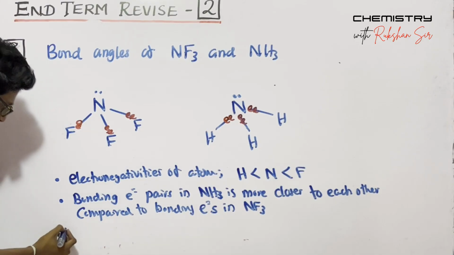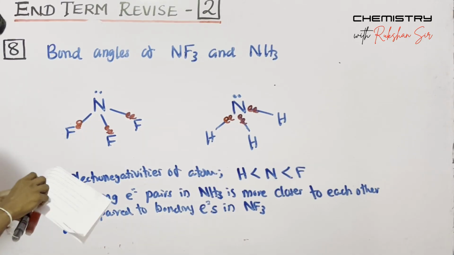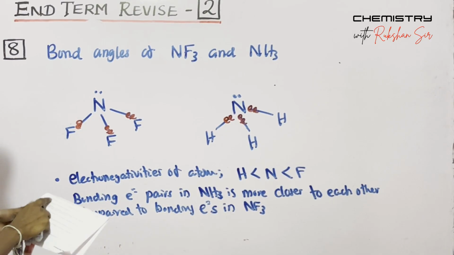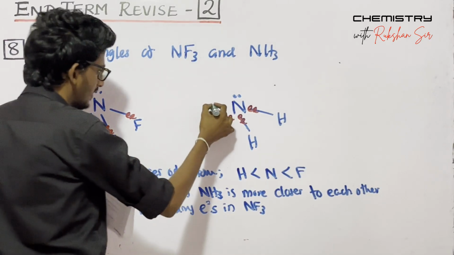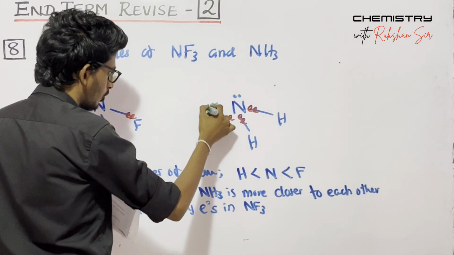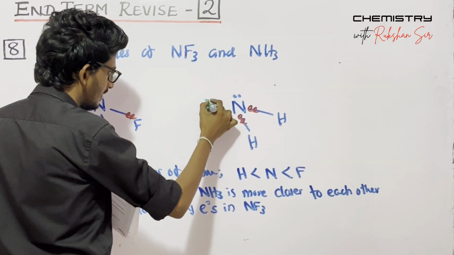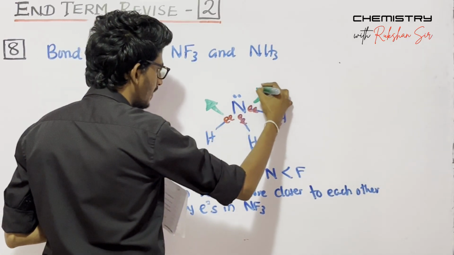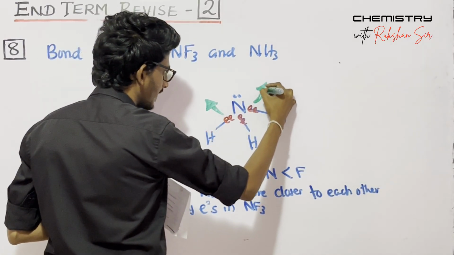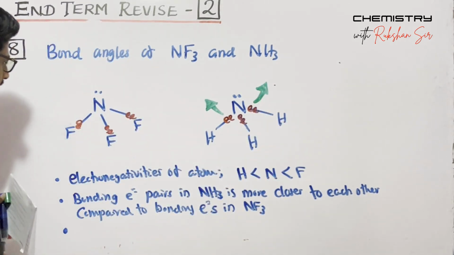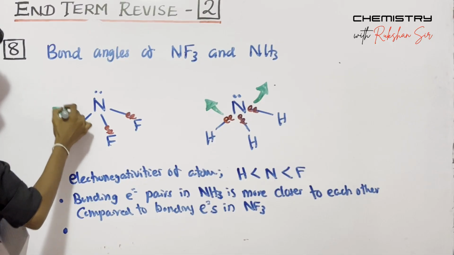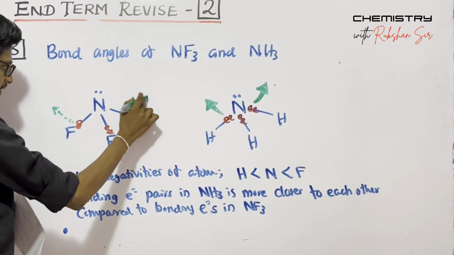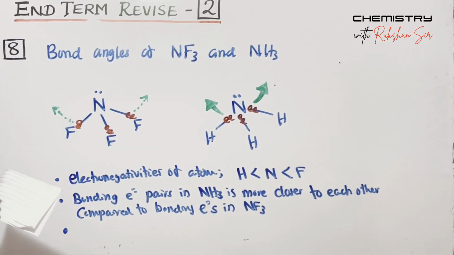So we can say the bond pair repulsions are heavier here, as the electrons are closer to each other. Similar sign charges will repel each other. So bond pair repulsions are heavier with NH3 compared to the NF3 situation. As these are at some distance from each other, the repulsions are less.